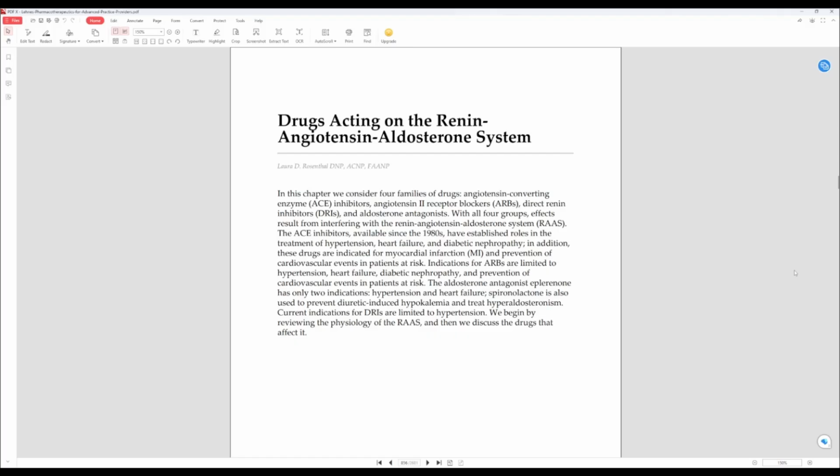The aldosterone antagonist eplerenone has two indications: hypertension and heart failure. Aldactone, or spironolactone, is also used to prevent diuretic-induced hypokalemia and treat hyperaldosteronism. The current indication for DRIs is limited to hypertension. We begin by reviewing the physiology of the RAS, and then we will discuss the drugs that can affect it.